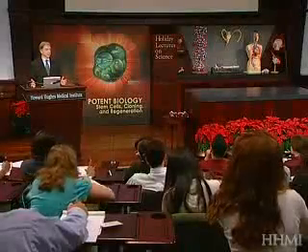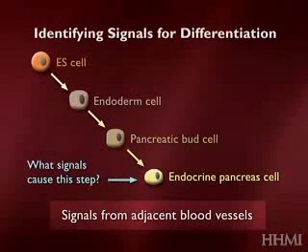So the answer to the question of what causes this step is some signal from adjacent blood vessels, and it'll be possible to identify that signal. I want to now step back a bit and say, well, this is an example of how one moves from an undifferentiated ES cell eventually to a fully differentiated pancreatic beta cell. But we don't know all of the steps yet.